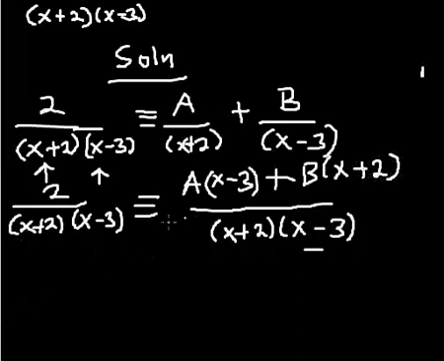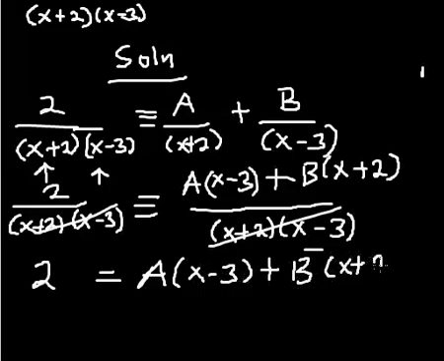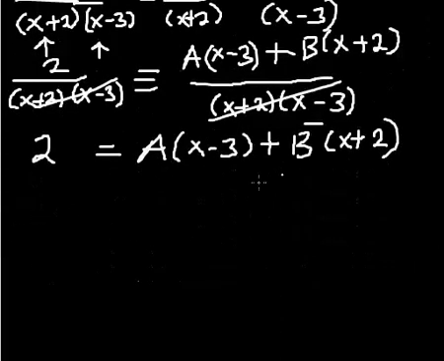You discover that I now have two fractions on both sides of the equation, and they have the same denominator. So by simple simplification, the denominators of both sides will cancel out. I bring down the numerator, so 2 is equal to A times (x minus 3), plus B times (x plus 2). Now remember, the whole idea is for me to find A and B. I have two unknowns in just one single equation. How do I get A? How do I get B?